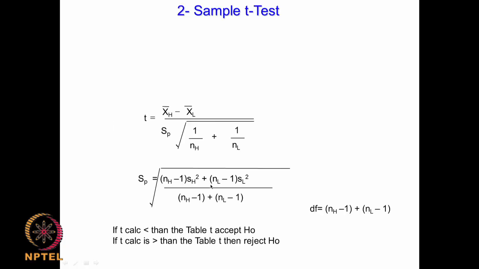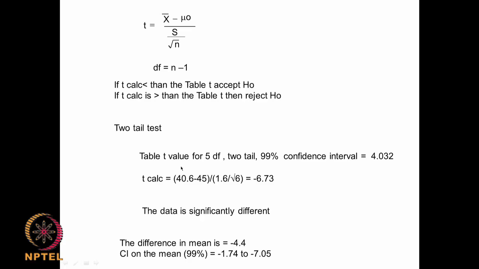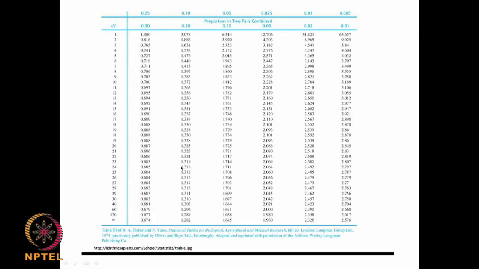Now, for the t table, how many degrees of freedom? 6 plus 5 is 11, 11 minus 2 is 9, so 9 degrees of freedom. You go to the t table, it is a single tail, 95%. Why single tail? Because the question is, is the drug effective in lowering? So it is a single tail test. We go to the table, single tail, 95%, 9 degrees of freedom, and it comes to 1.833.